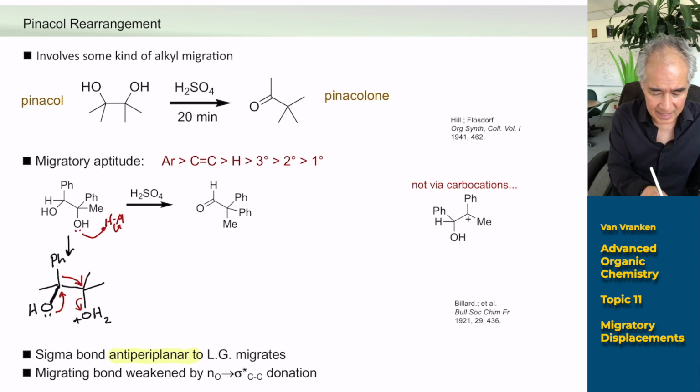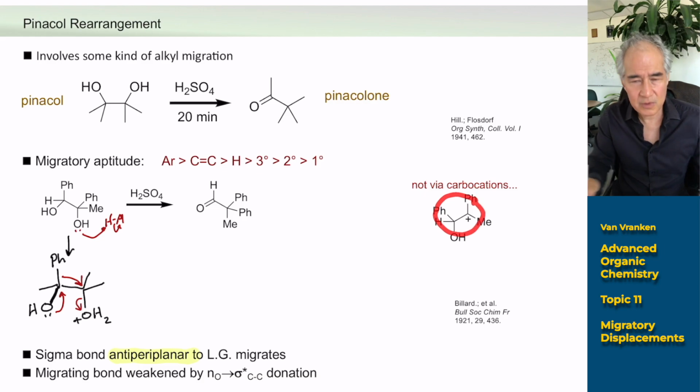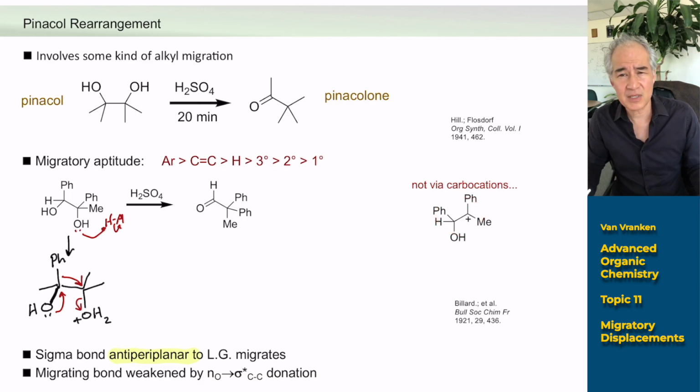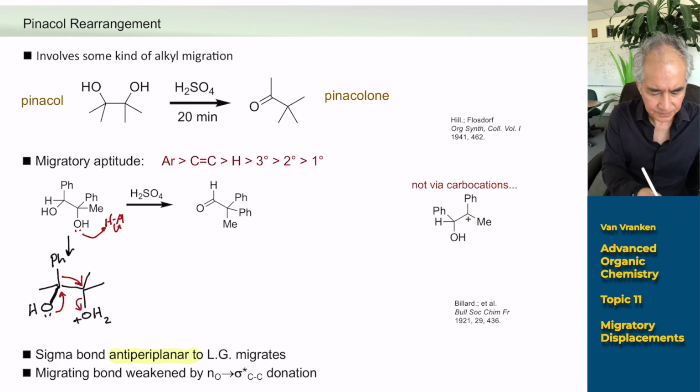So we don't generate a carbocation intermediate in this reaction. It would have made a lot of sense if you said, oh, I think I'm going to generate a carbocation intermediate. Somebody has to do mechanistic studies in order to show that there are no free carbocations, no free carbenium ions with only 6 electrons in this reaction mechanism.